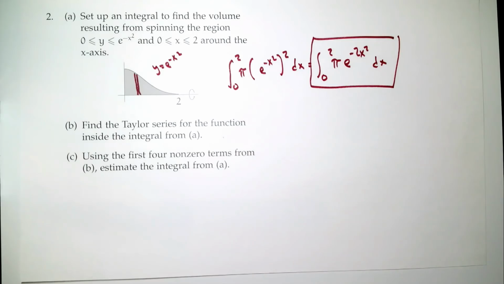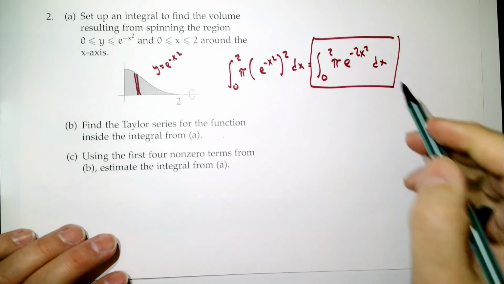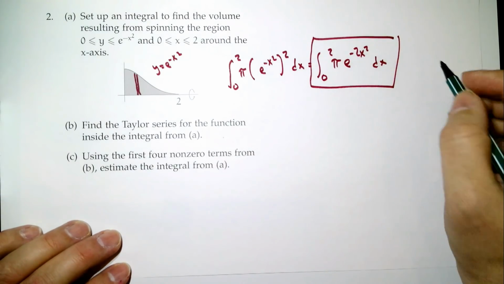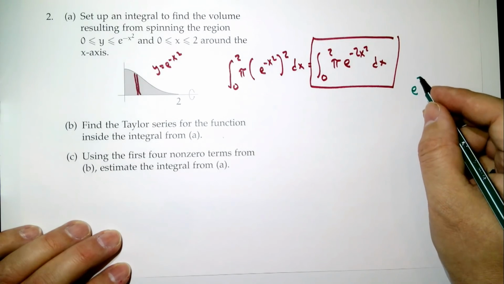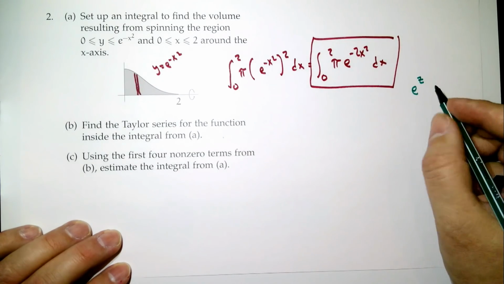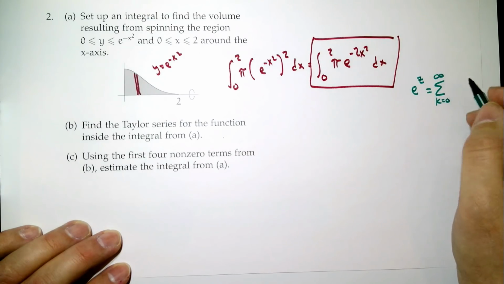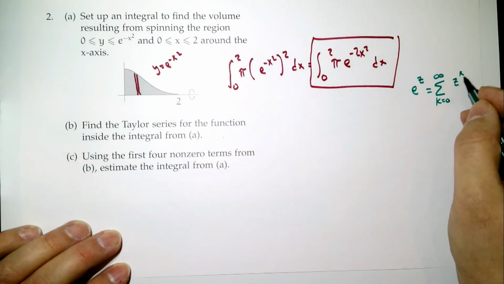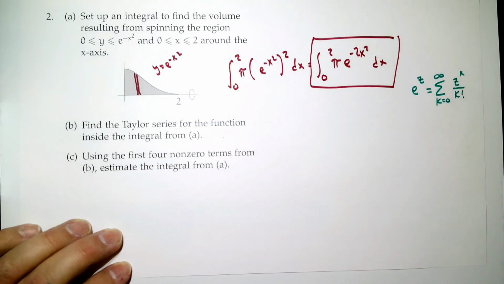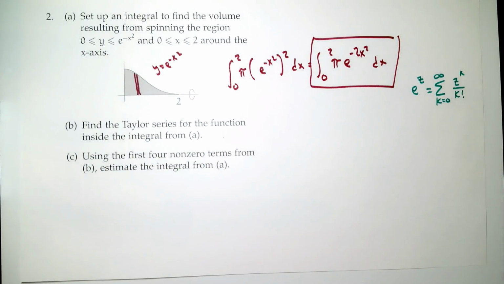Okay, let's go on to part B. Find the Taylor series for the function inside the integral. Cool, Taylor series. We know those things. We know what that means. Now here I see I have e to something, and I recall that e to the generic z, that's a summation, k equals 0 to infinity, of z to the k over k factorial. So in our case, what should z be?